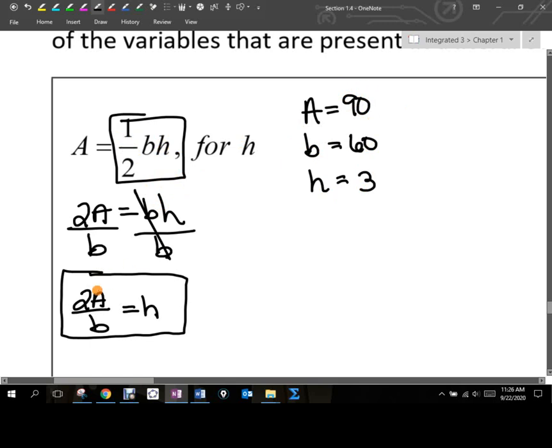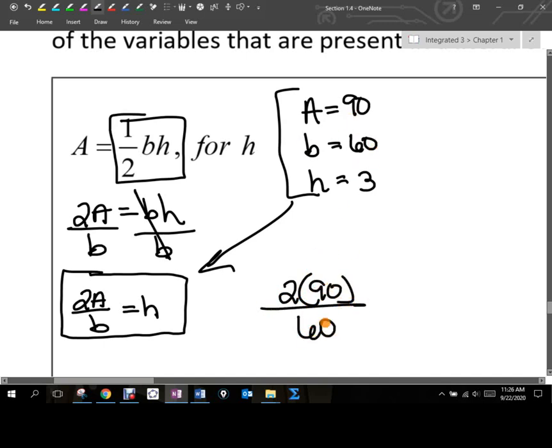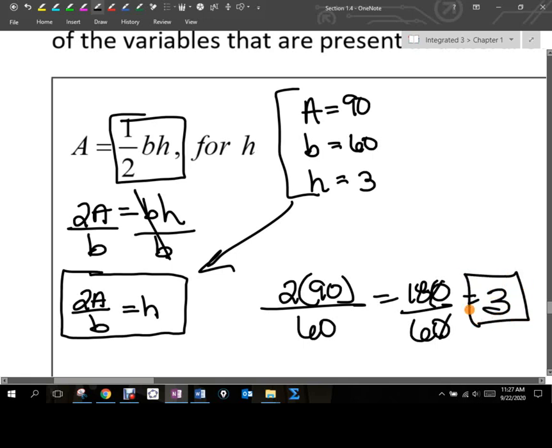Okay. Let's take those numbers then and plug them in here and see if we get a true statement. So I get 2 times A. What's 2 times 90? Divided by B, which would be 60. That's 180 divided by 60. That's 18 divided by 6, which turns into 3, which is the H, which is what we chose as H earlier, right? That kind of make sense?